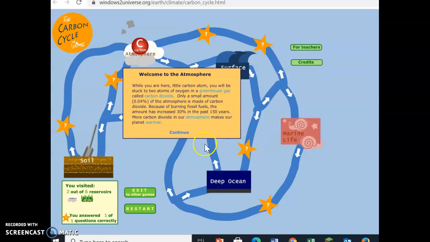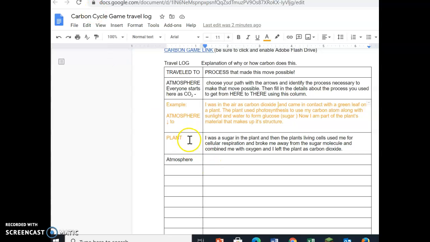So we got the atmosphere, and here I am as carbon dioxide again. But how did I get there? Well, I have to think back to previously when I was doing the research, and I must have been used by the plant. So I'm going to go back over here. So the plant must have used the sugar that I was a part of. So I was a sugar in a plant, and the plant's living cells used me for cellular respiration and broke me away from the sugar molecule and combined me with oxygen, and I left the plant as carbon dioxide.